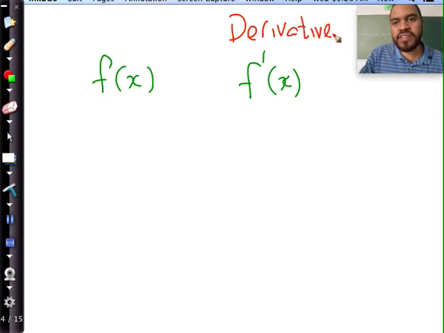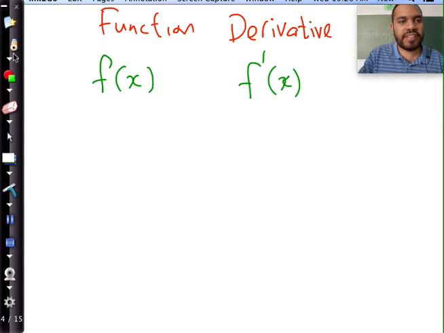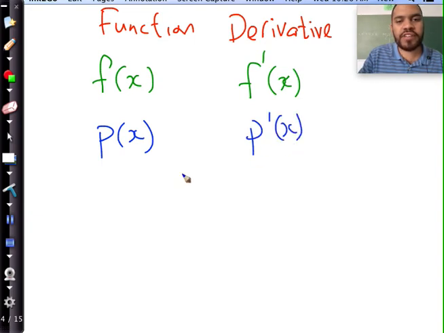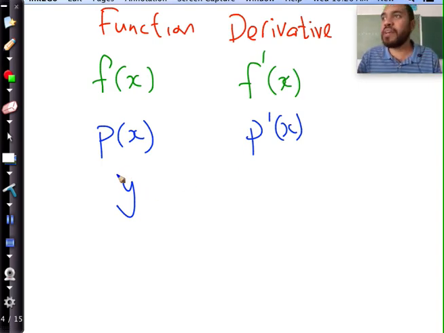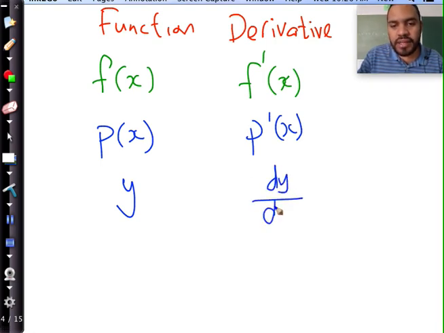Later on we'll look at derivatives at specific points, right? Okay, and this is the function. So if the function is p of x, then its derivative will be p prime of x. So you guys with me? If the function is y, and y is dependent on x, in other words, x is the input variable, then the derivative will be dy by dx. Are you guys all with me? That's the notation you will use. Are we good?